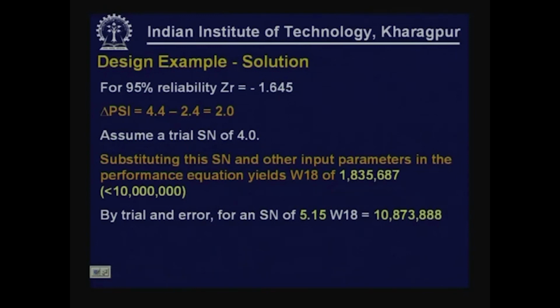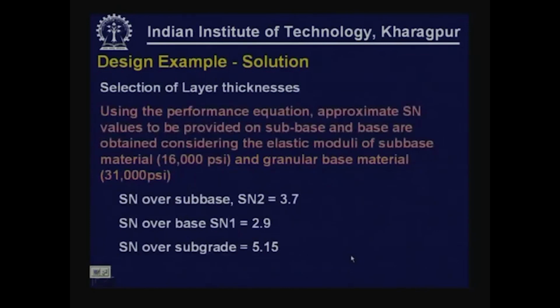So by trial and error, by varying the structural number value, a structural number value of 5.15 gives a W18 value of about 10.874 million. So we can consider this to be approximately satisfactory for our condition. So we are going to provide a structural number of 5.15.